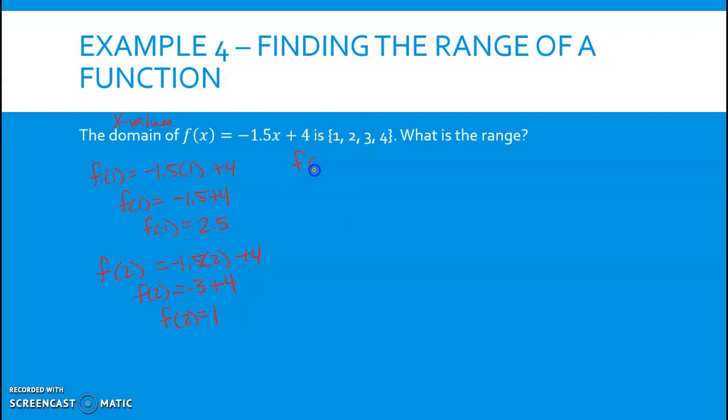And then I do it for the next one. F of 3 equals negative 1.5 times 3 plus 4. Negative 1.5 times 3 is negative 4.5. So we have f of 3 equals negative 4.5 plus 4. My function at 3 is equal to negative 0.5.